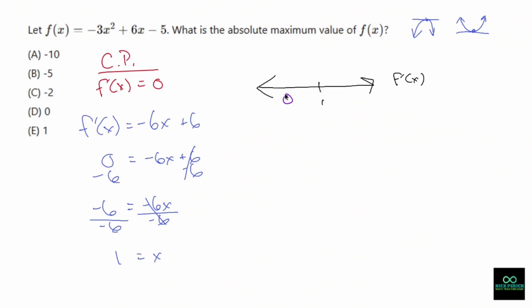So I'm going to take a number like 0 and plug it into f prime of x and see if I get a positive or negative number. If it's positive, that means my function f of x is increasing. If it's negative, that means my function f of x is decreasing. I'll also plug in 2, because that's some number in the interval from 1 to infinity.